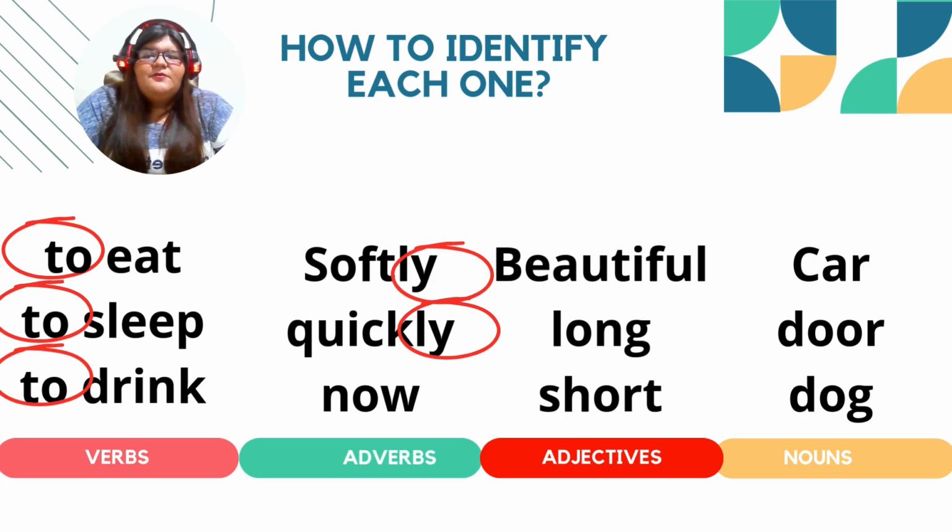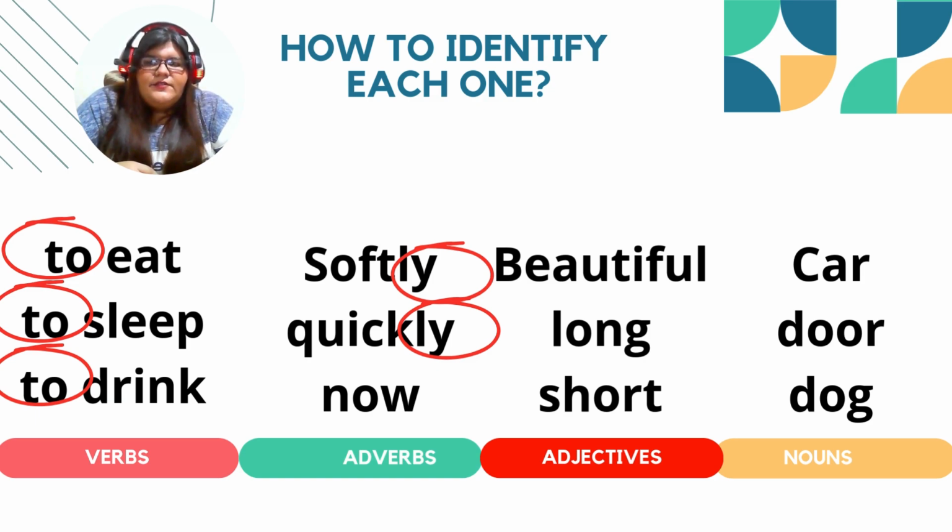So you must be wondering, how can I identify each one, right? So I was like you, don't worry. I will try to explain in detail how you can tell one from another. So don't worry. For example, here I try to classify them for you to have a better idea. Verbs.